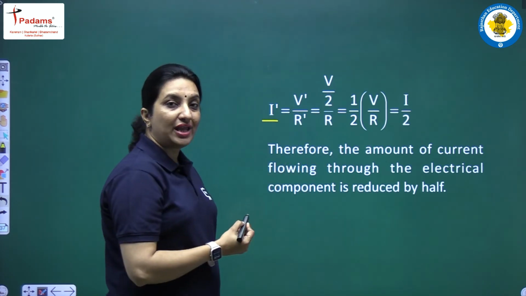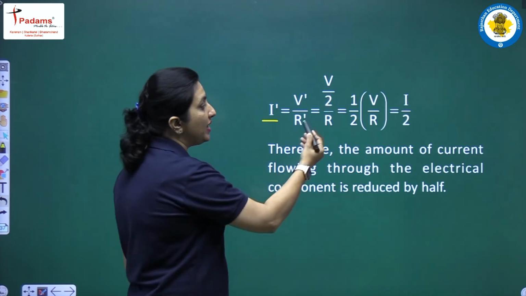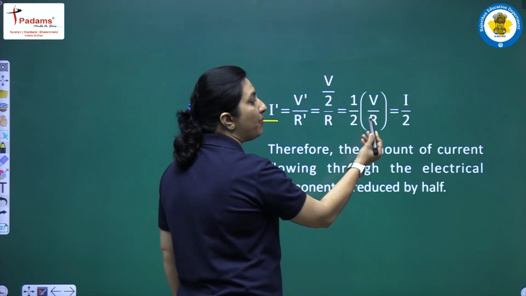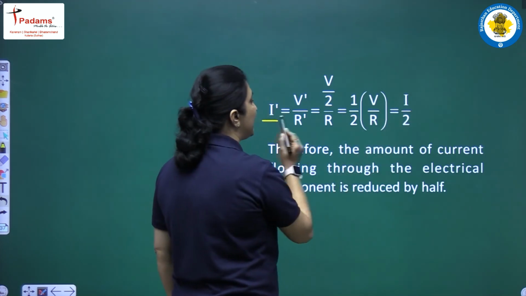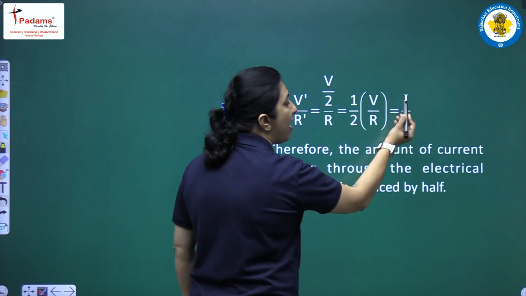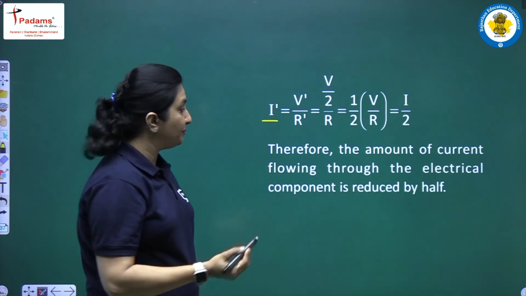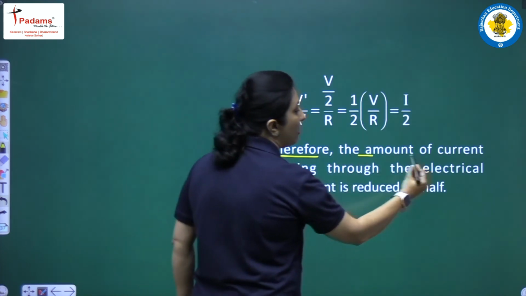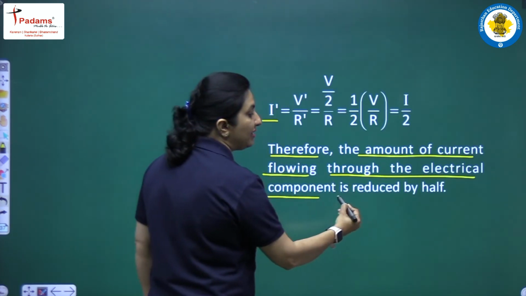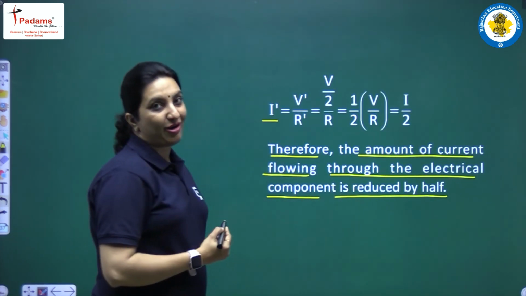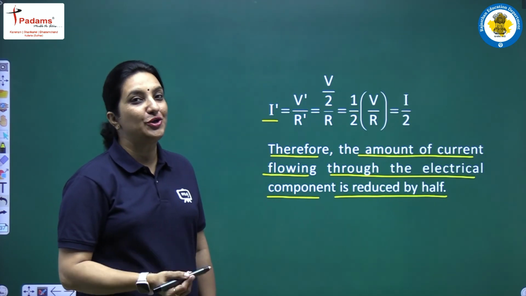decreased to its half value. So in place of V dash we have written V upon 2. So what we get is, students, half V upon R. So V upon R is, students, I. So what we get is that the new current is again half of its initial value, that is I upon 2. Therefore, the amount of current flowing through the electrical component is reduced by half. So in this way we have calculated the current for the new system.